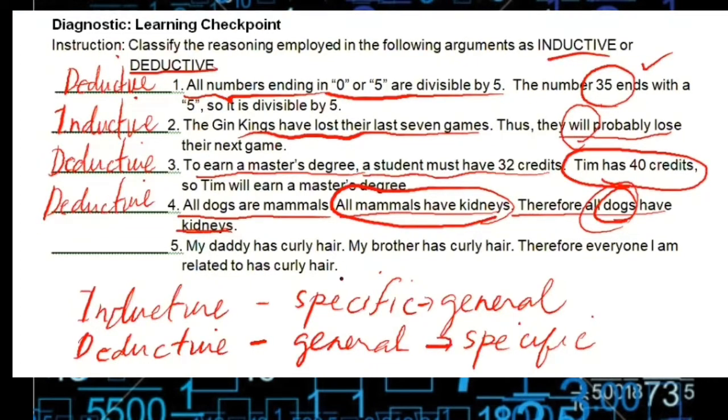Number 5, it says here, my daddy has curly hair, my brother has curly hair, therefore everyone I am related to has curly hair. It gives first a specific example. Yung tatay niya daw kulot, yung kapatid niyang lalaki, kulot, saka siya nag-generalize. Specific example to general conclusion, that is inductive.